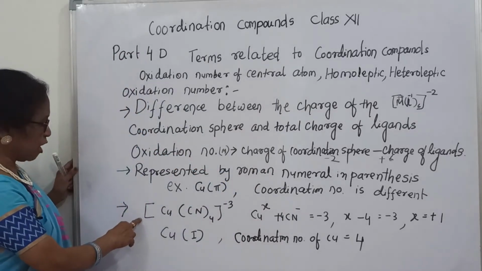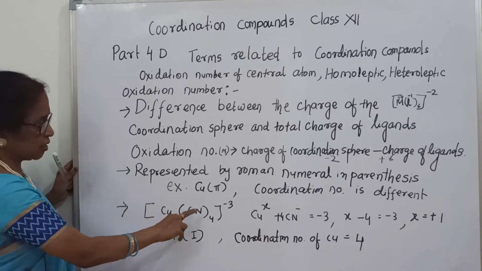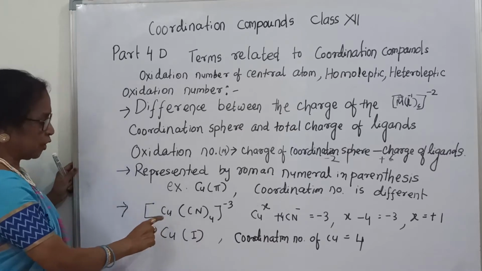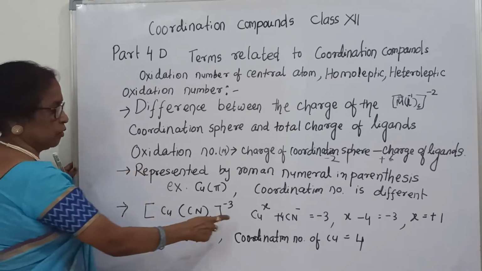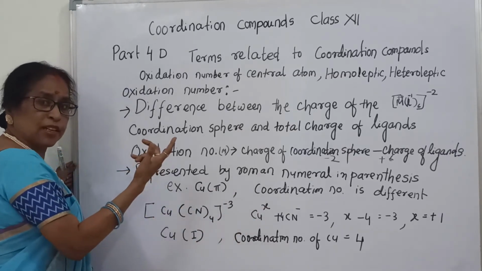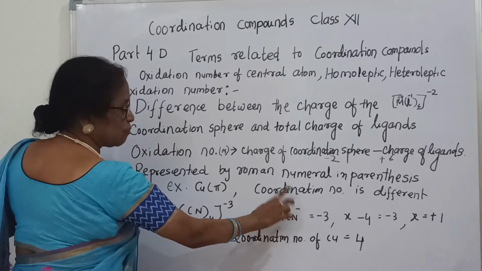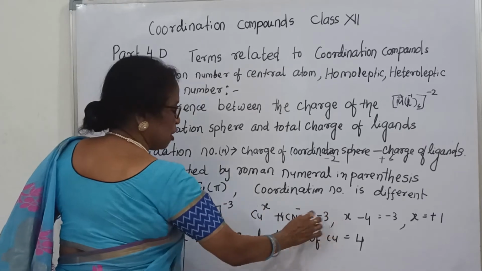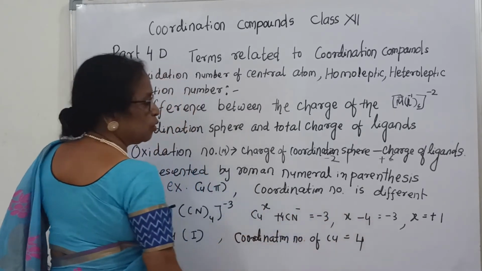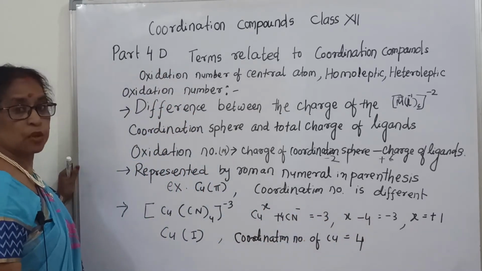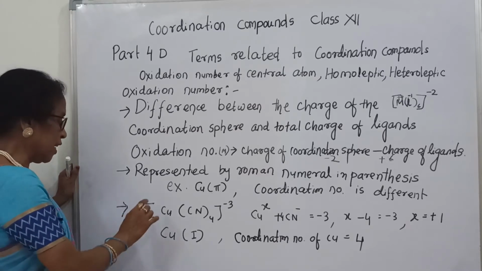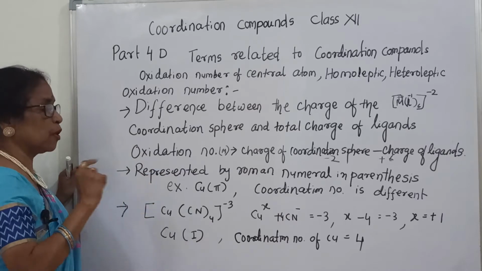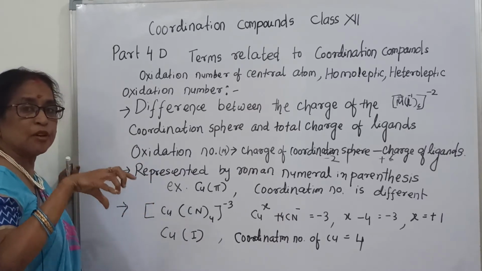Let us see one example. The square bracket starts, Cu(CN)4 whole, charge minus 3. I told you Cu, what is the charge, you don't know, so write X. CN is minus 1, so you write 4 CN minus. Then what is the value? You write X minus 4 equal to minus 3. Then X equals what? Plus 1. That means the oxidation number of copper is plus 1.